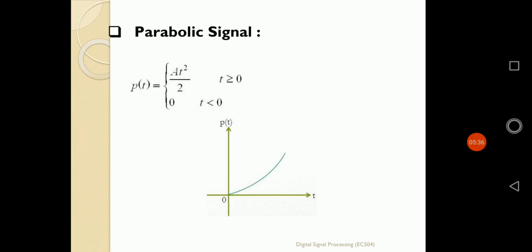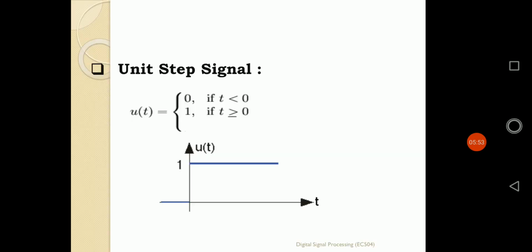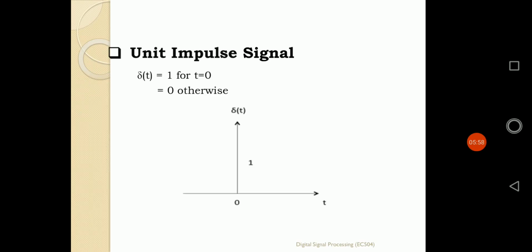Now, one point to be noted for each and every section of this continuous time signal classification: please check that each signal is defined only for t greater than or equal to 0. For the parabolic function, the ramp function, and the step signal, t is greater than or equal to 0. And the impulse function is only at t equals 0. What does it mean? It means that whenever a function is defined like this, it is defined for causal nature only.